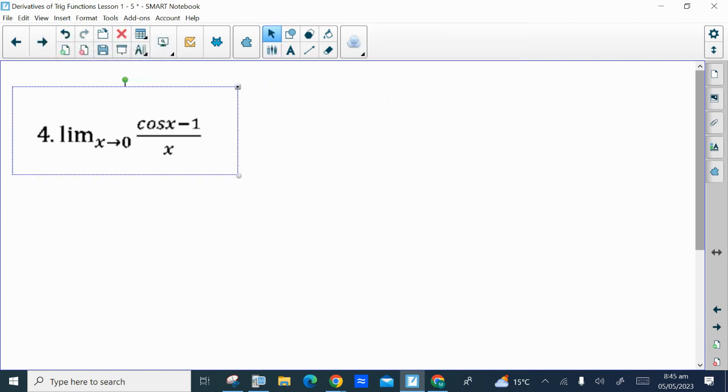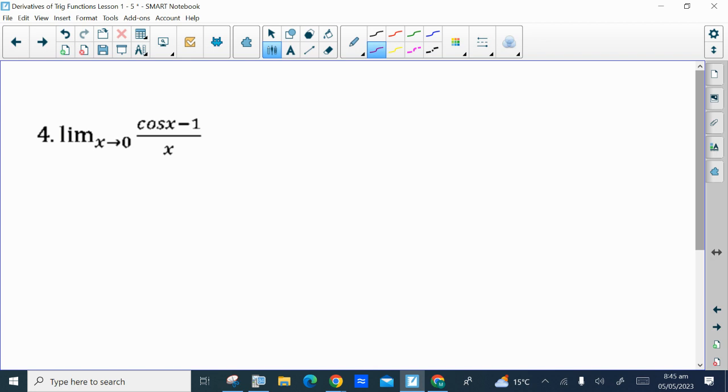So again, we need to get an expression that involves the limit as x approaches 0 of sine theta over theta. This one here is in terms of cosine, so we need to do some work on this to get it in terms of sine. And so what we'll do here is multiply top and bottom by the conjugate of cos x minus 1. That'll be cos x plus 1. This is one of the tricks that we did when we were proving identities. Sometimes we multiply top and bottom by a conjugate.